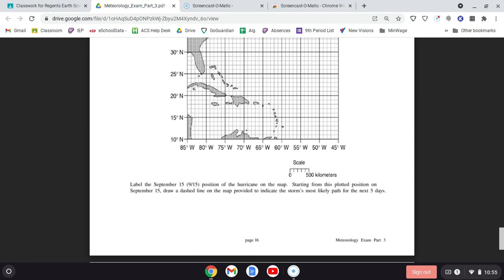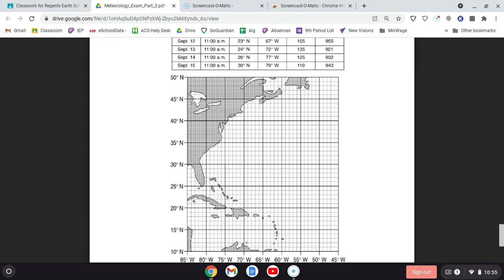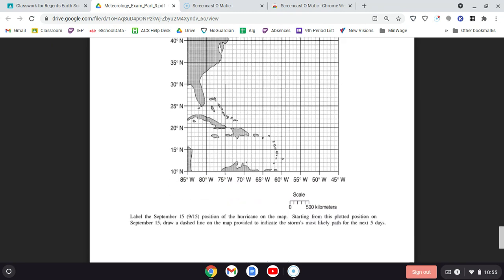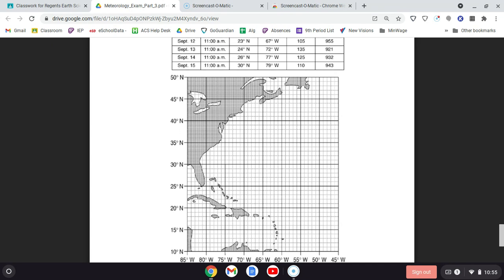And then after that, they want you to basically draw an arrow as to which direction you think that hurricane is going to travel. Like it could be in the middle of the hurricane and just draw that line.